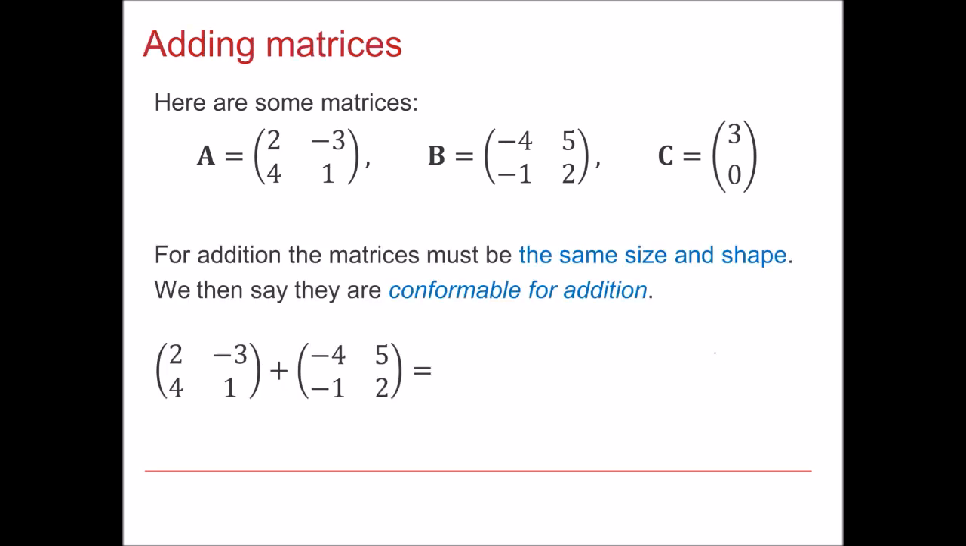If we want to add matrices, they need to be the same size and shape. We then say they are conformable for addition. Conformable means slightly different things depending on the operation. Basically, it means that the matrices are the right size and shape to do what you want to do with them.